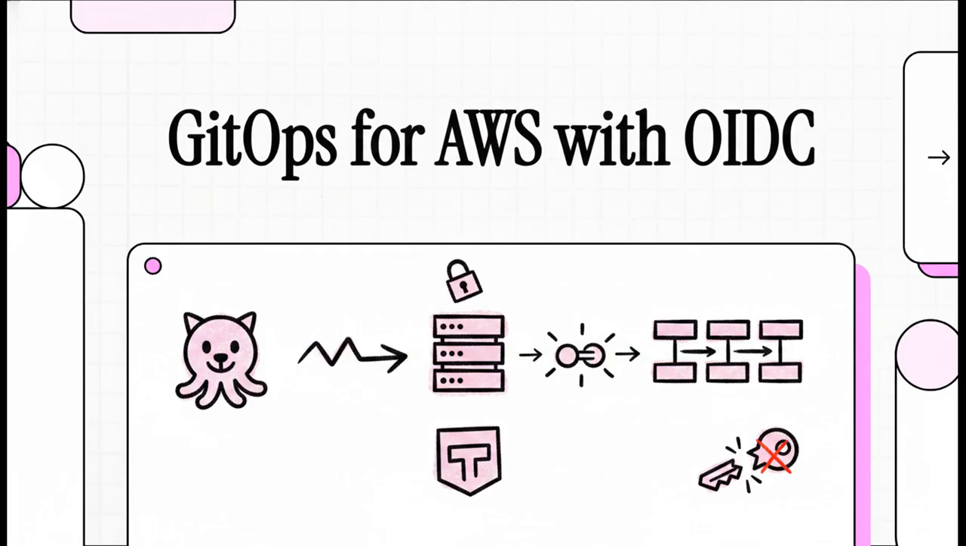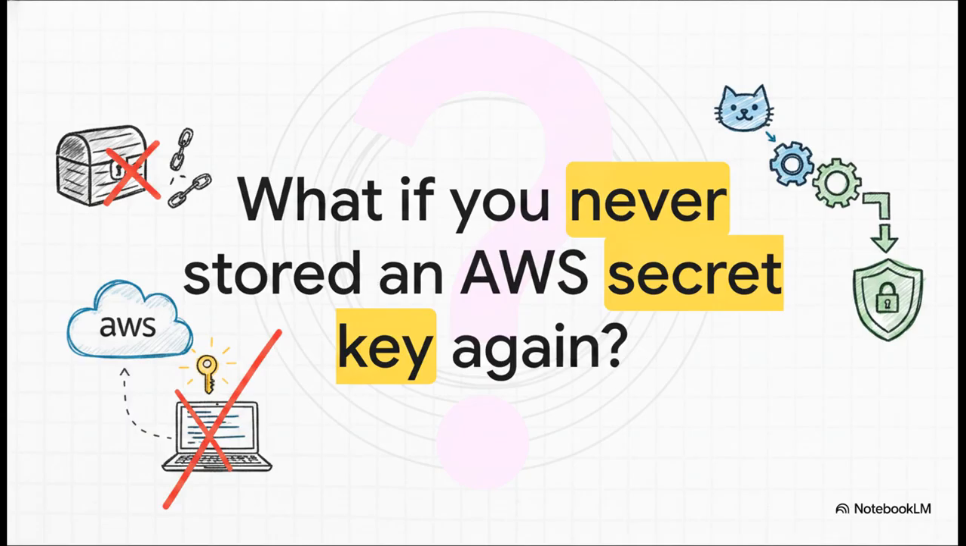static, stored keys. So think about this for a second. What if you never had to store an AWS secret key in GitHub again? For years, the standard way to deploy infrastructure meant taking your long-lived AWS credentials, your access key ID and secret access key, and just storing them as variables right in your repository. It's honestly a massive security risk. I mean, if those keys leak, your entire infrastructure is completely compromised.